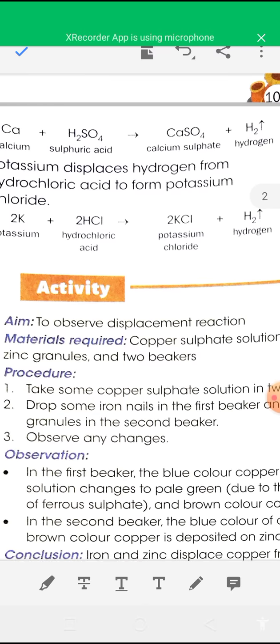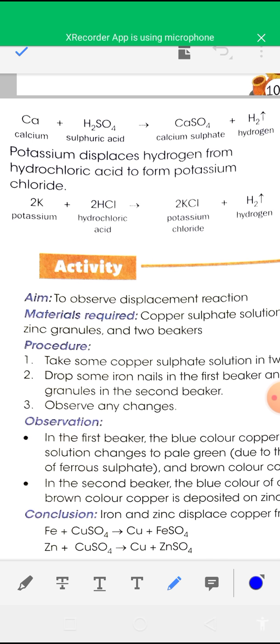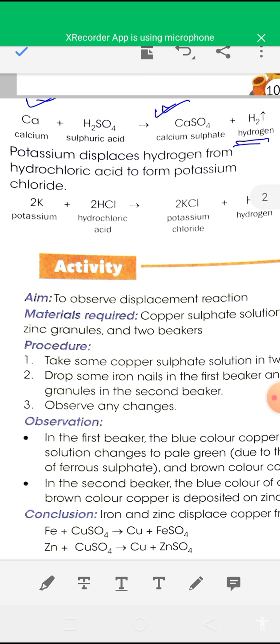When calcium metal is added into a dilute solution of sulfuric acid, calcium, being more active than hydrogen, displaces hydrogen from H2SO4, and calcium sulfate and hydrogen gas are formed. So the reaction is Ca plus H2SO4 gives CaSO4 plus H2.